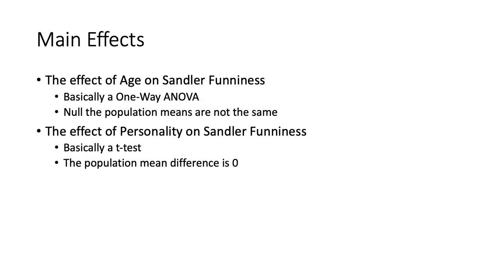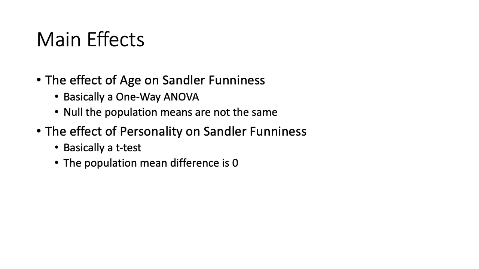Now one of the effects that we'll examine is called a main effect. What's a main effect? This would be the effect of age on Sandler funniness, just on how funny those movies are as determined by age, while ignoring personality. So main effects ignore the other independent variables. In this example, that's from our practice test, it's basically a one-way ANOVA. The null hypothesis is that the population means are the same, and there are 3 or more means, so it's that one-way ANOVA kind of effect. If we find a significant difference on this effect, we'd have to run a post-hoc.